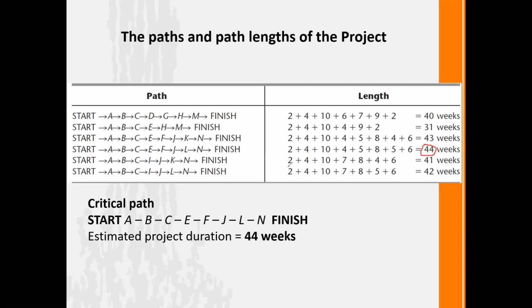Then what would be your critical path? So this is your critical path. How do we get it? You have to start, then A to B, C, E, F, J, L, N, and then finish. It is consuming 44 weeks. The estimated time period is 44 weeks. So your critical activities are A, B, C, E, F, J, L, and N.